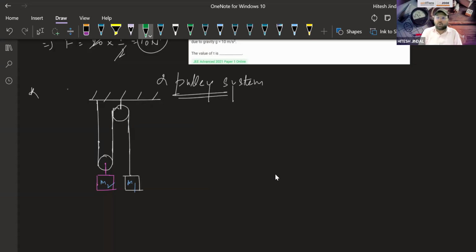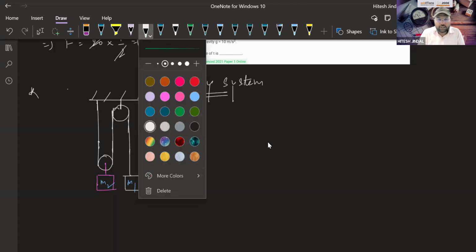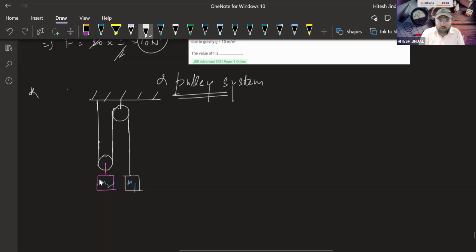So again, you see, we have one string here, right? So the tension in the entire string would be the same, because this is one string. There is no knot here and nothing, right? Ideal string, ideal pulleys. Pulleys are also ideal.